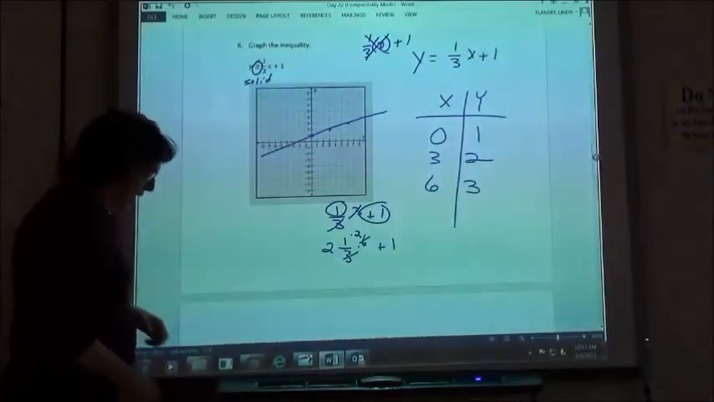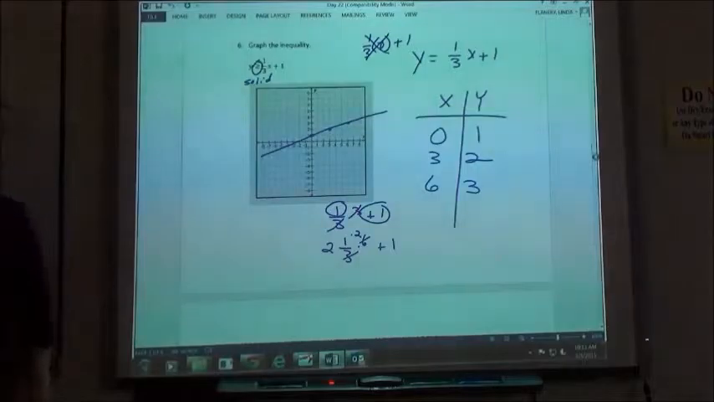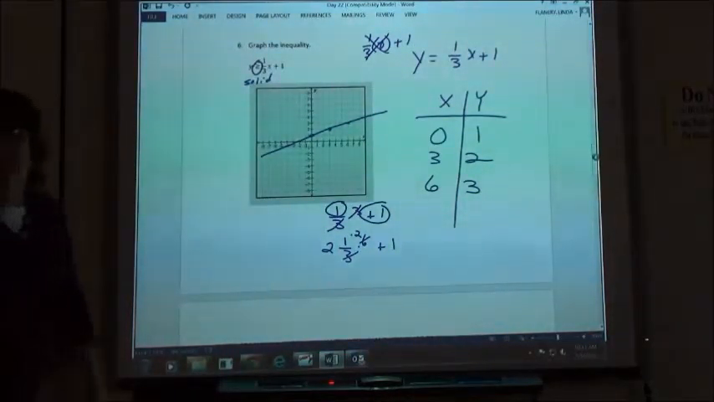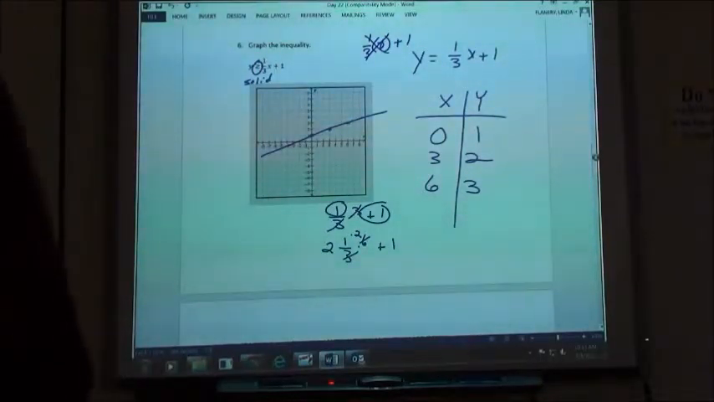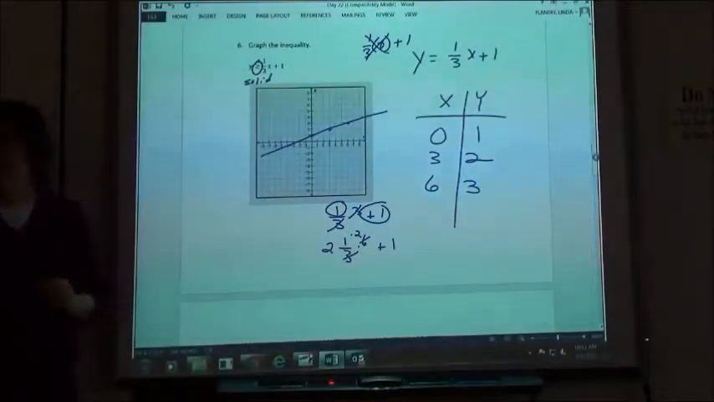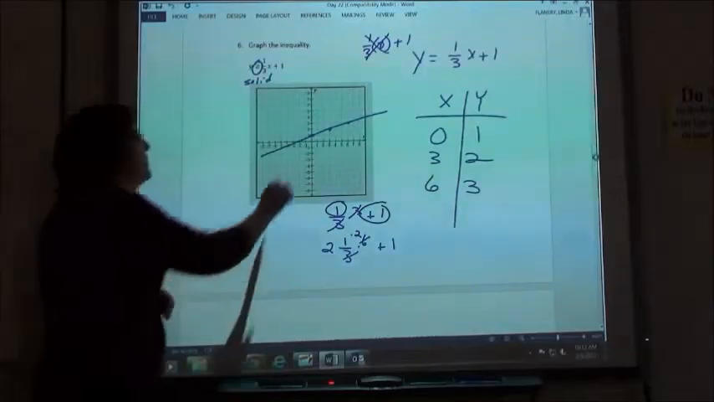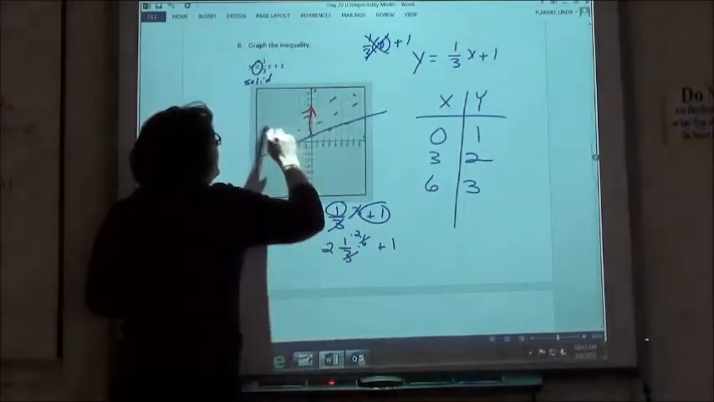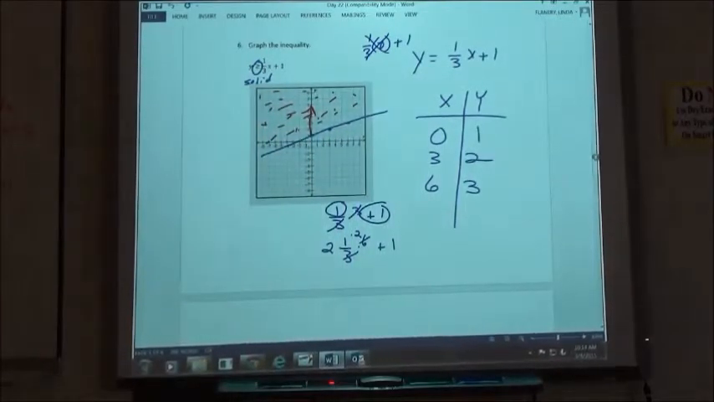And then we want to shade. If I'm going to shade greater than my line, greater than my line would be the top, right? I'm going up on my y-intercept because I'm going greater. So above that line is where it gets shaded. Something like that.